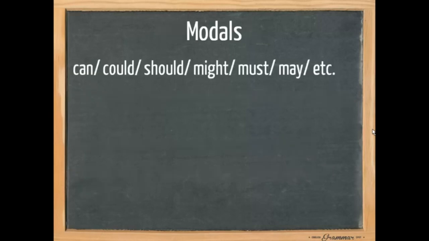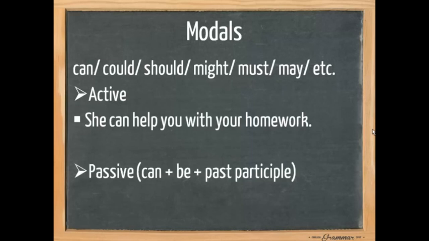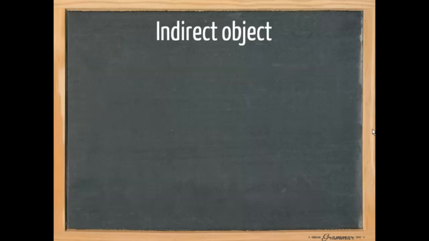Finally, the modals. Can, could, should, might, must, may, etc. Quite easy. An active example: She can help you with your homework. "Can" is a modal here. To turn it into a passive, we use "can," the base form of the verb "to be," which is "be," and the past participle. You can be helped with your homework.